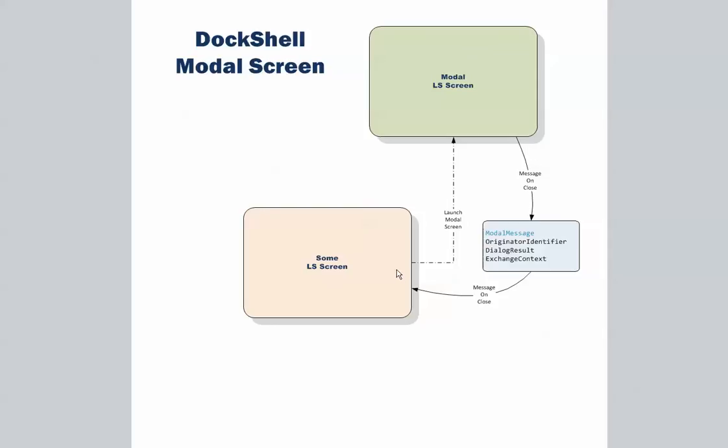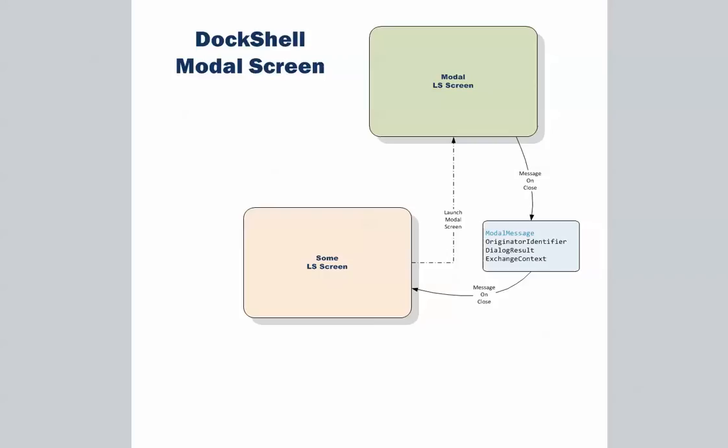So we have some elements at play here. We have this thing called a modal message, which is just a very simple class that we're going to be using as an entity to return from our modal screen on close. And we're going to utilize a messaging framework, the Galasoft MVVM Lite messaging framework, which we actually use within DockShell quite a bit. Works really well. It's very easy to use. And we're just going to have a very simple enum here, which is basically the result of what happened.